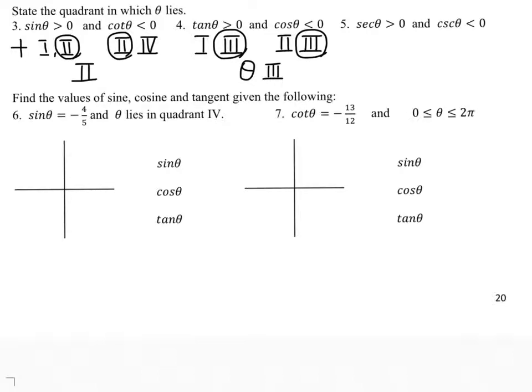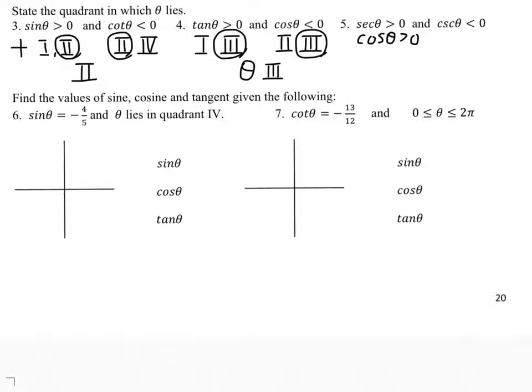So if you have an angle in the third quadrant, both of your conditions should be satisfied. Your tangent should be positive, your cosine should be negative. Number 5. This time secant would have to be greater than 0. Secant is positive. So when it comes to secant, I like to think of cosine, because secant is the reciprocal of cosine.